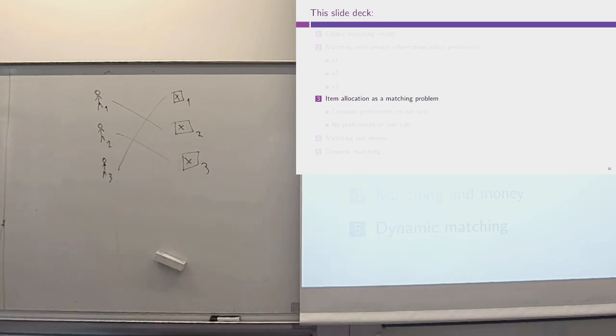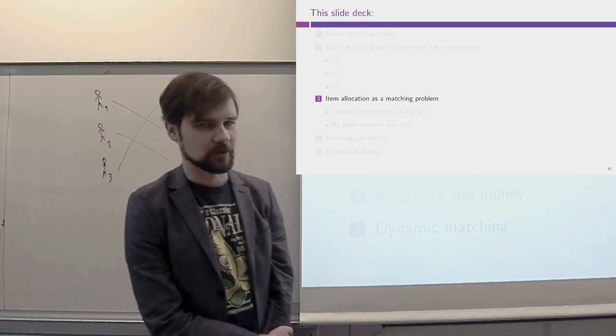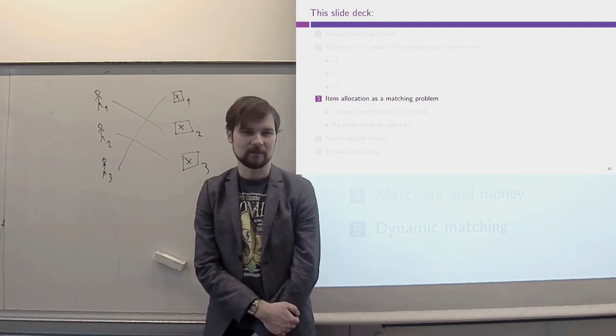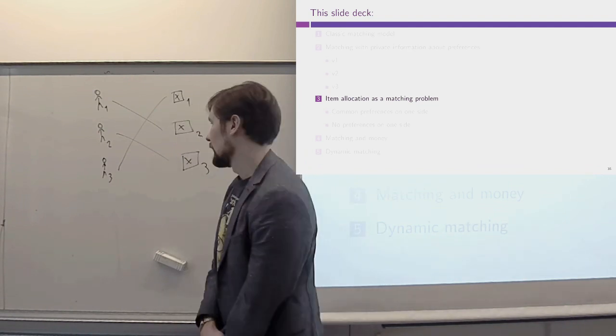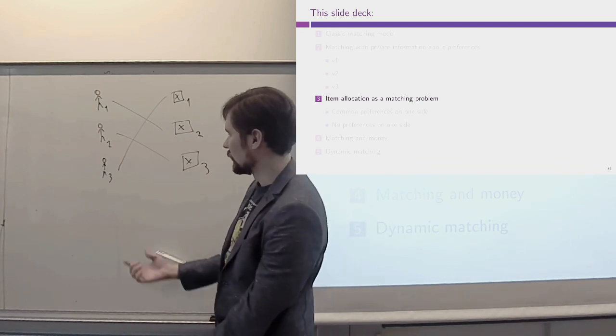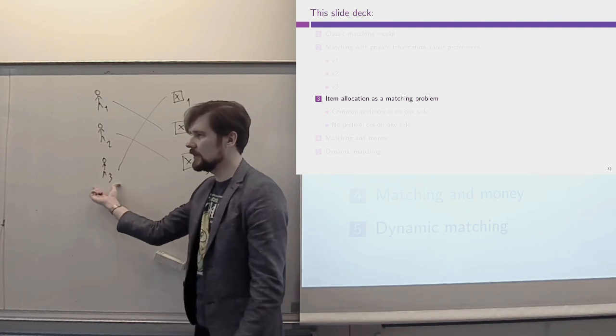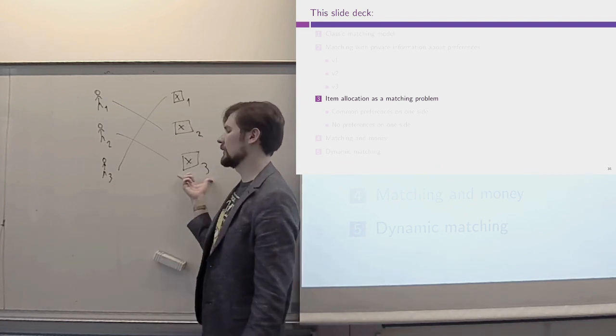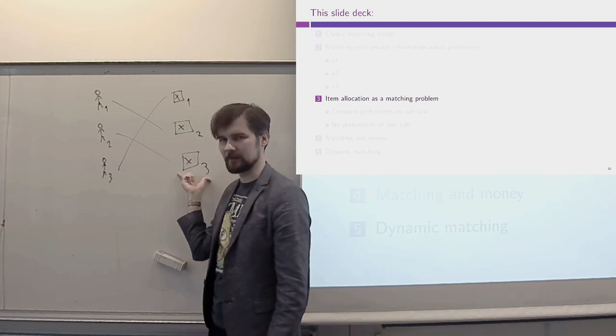But how is it different from the matching problem, from the marriage example that we had here? Is there any aspect of this setting that would be different from what we talked about before? Items don't have preferences, or at least that's what we would like to think. In this example, we would only really have preferences on the one side of the market. So we only need to extract players' preferences for items. We do not need to extract items' preferences for players.